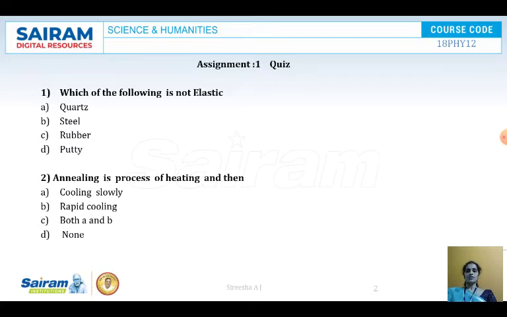Next, go with the next question. Annealing is a process of heating and then option A cooling slowly, option B rapid cooling, option C both A and B, and D none. So annealing is a process of heating and then cooling slowly. So option A is the right answer.